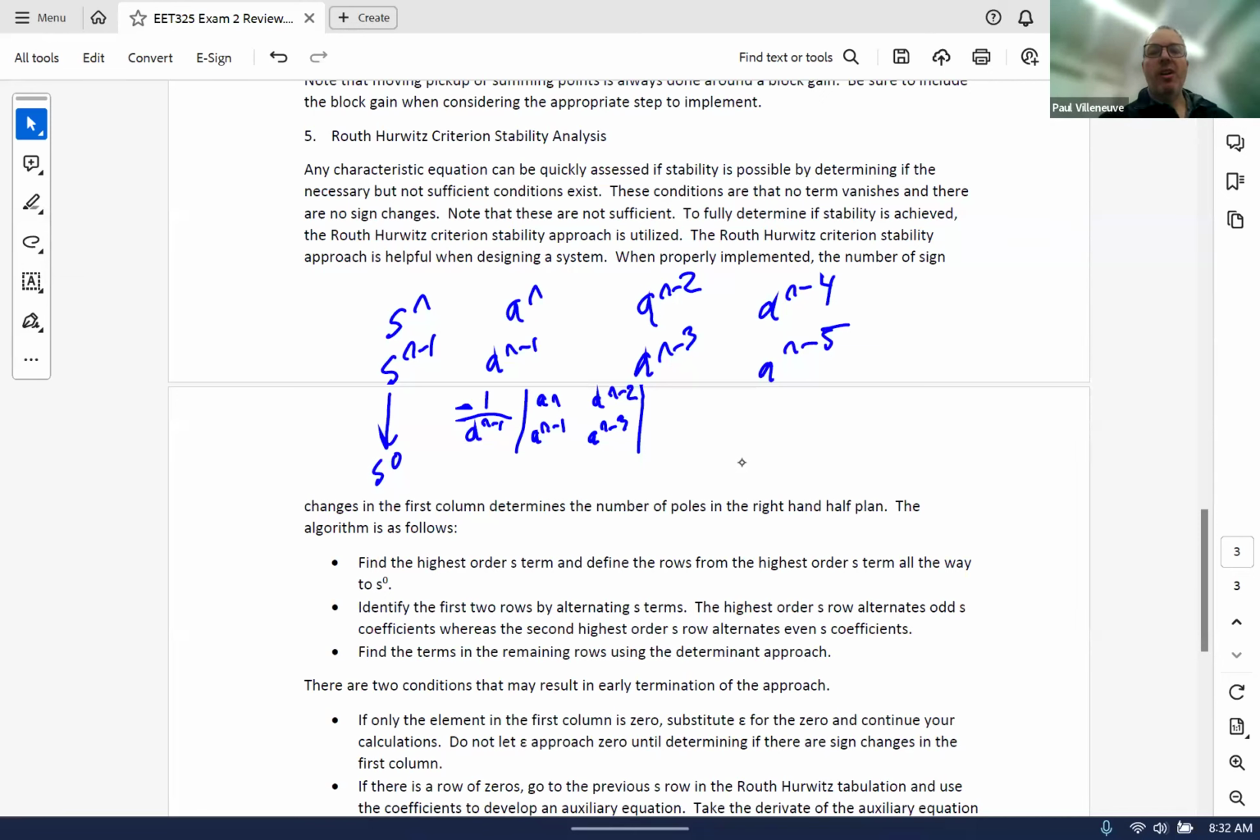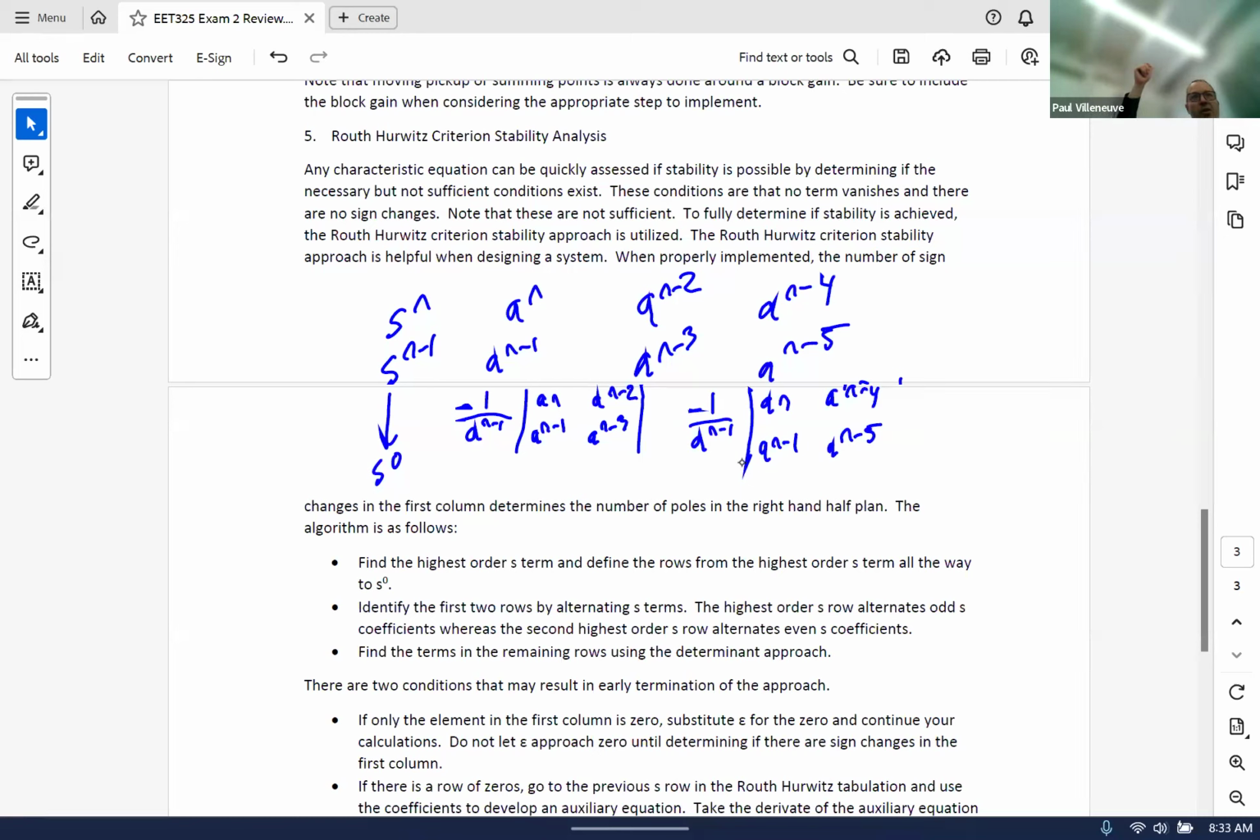So to do the next one, it's still A(n-1). But now I still have my first column, and then one column to the right, which is A(n-4) and A(n-5). And once you get all those calculated in that row, you move to the next row, and to the next row, and to the next row.